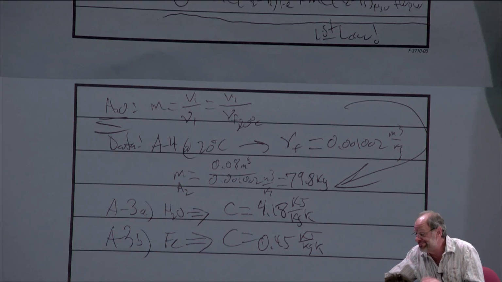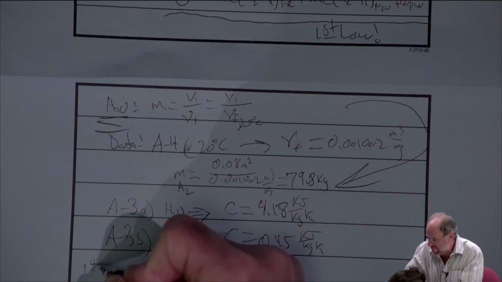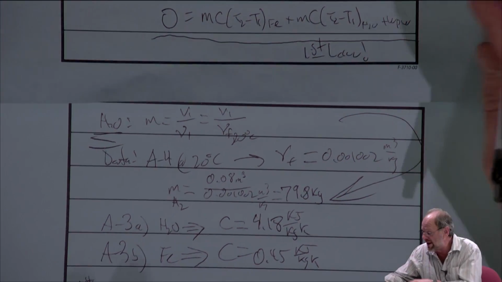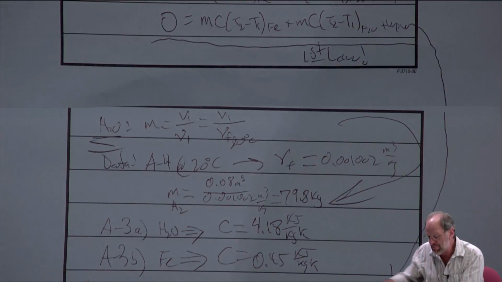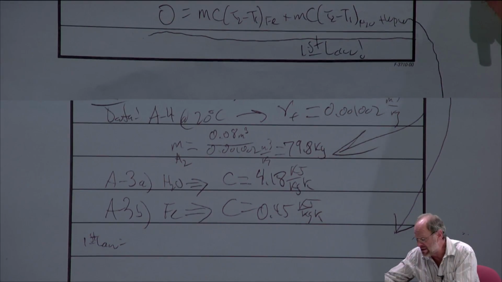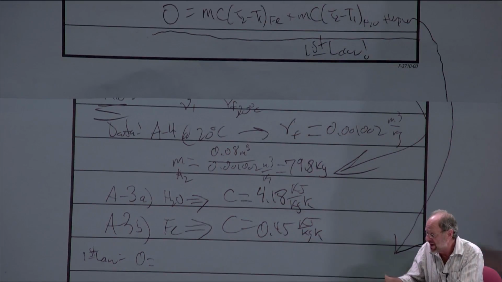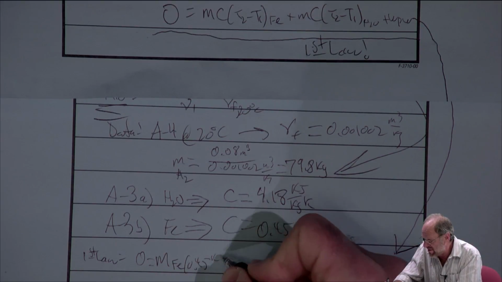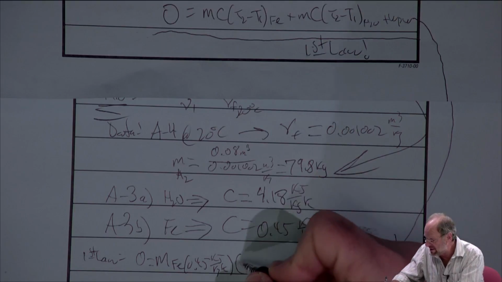And we're essentially done. Now it's just a matter of going into our first law and finishing up the problem. I don't want to have to rewrite the whole first law, so I like to use arrows. Hopefully that's pretty clear. So I'm just going to use that first law equation, and let's just plug in the numbers. We have 0 equals the mass of the iron, my unknown, so 0.45 kilojoules per kilogram per Kelvin. And now we have our temperature difference, so the final temperature.